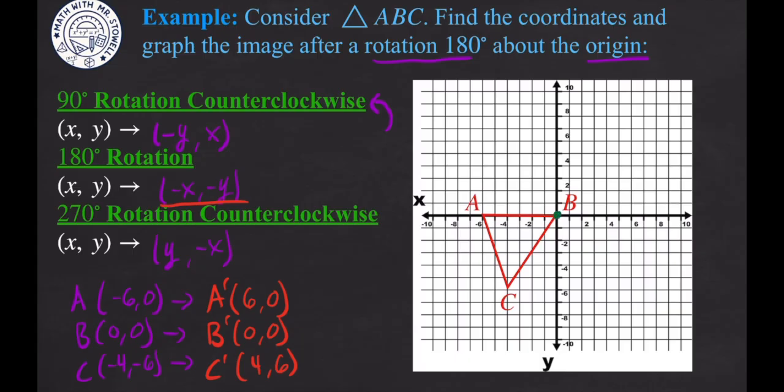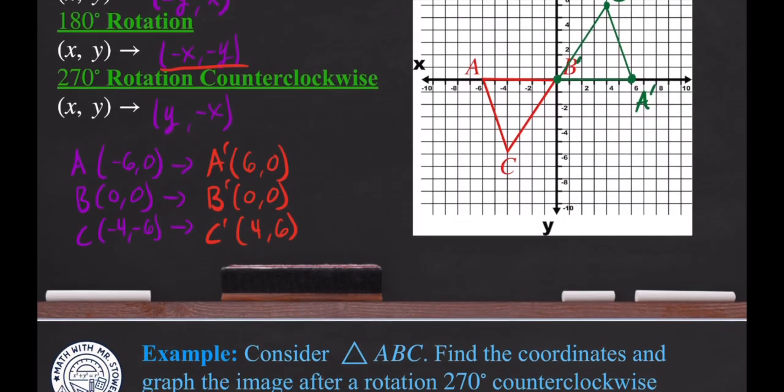Now let's graph this. Notice that B prime is the same because that's our center of the graph. That's the point we're rotating it around. Notice A, it's a straight line from A to A prime. That's 180 degrees. C to C prime is also a straight line. That's 180 degrees. Also remember that this is a rigid transformation, so these two triangles are congruent.